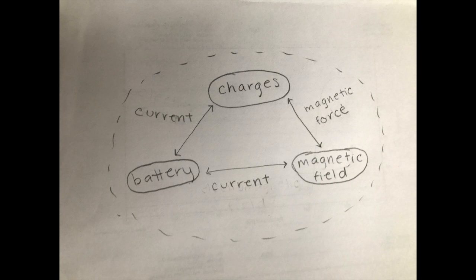Here we have a system schema for our electromagnetic motor. The interactions between the charges on the wire, the battery, and the magnetic field are occurring due to the fact that we have the magnets, battery, and wire all connected in our circuit.